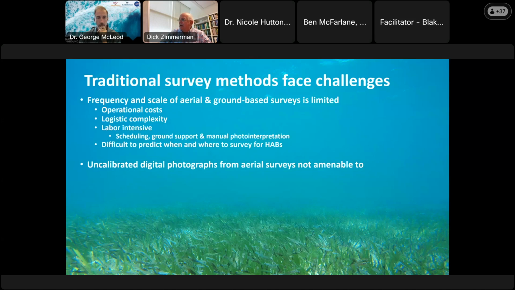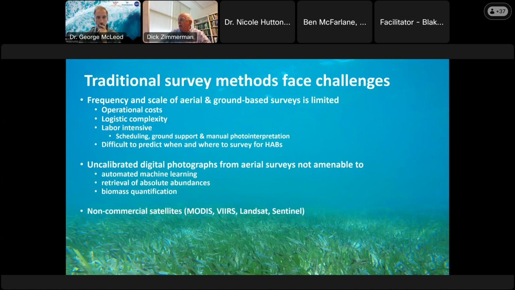Furthermore, the uncalibrated digital photographs that you get from the aerial surveys are not amenable to automation or retrieval of absolute abundances. More importantly, what we're trying to push for is to provide estimates to quantify biomass and get at things like blue carbon.